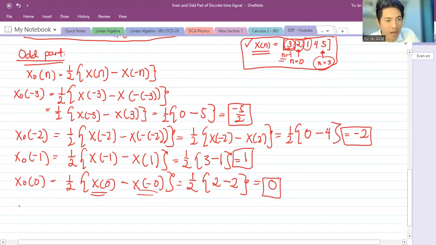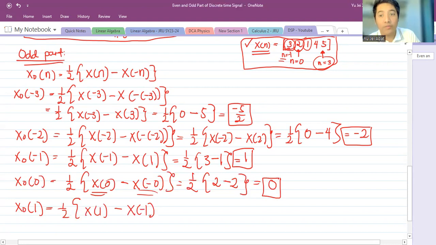And then we have x odd of 1. We have 1/2 x of 1 minus x of negative 1. Don't forget that's negative n. So 1/2, x of 1 would be 1, minus x of negative 1, which is 3. So we have 1 minus 3 is negative 2, and negative 2 times 1/2 is negative 1.